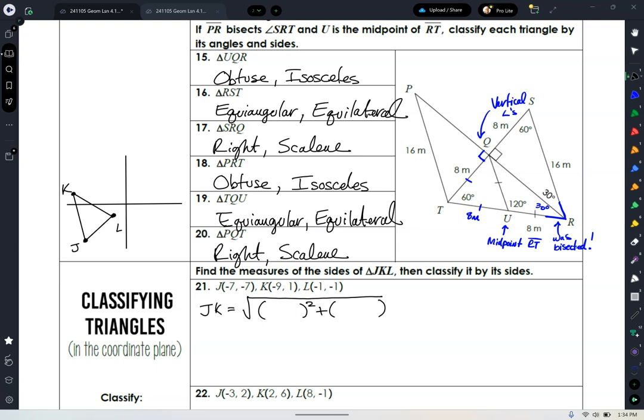No, we're never done with this. I thought you left the formula. Never done with the distance formula. All right.